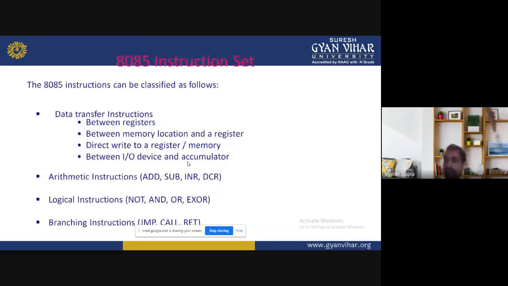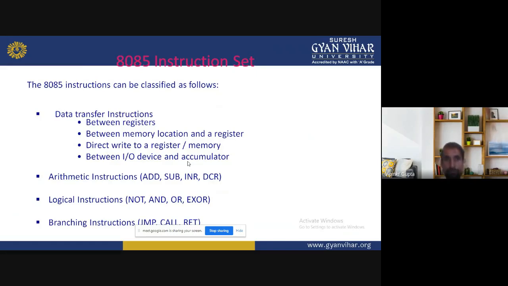In the instruction sets we can classify them in four ways: data transfer group, arithmetic group, logical group, and branching group. Which one is known as the data transfer group? Data transfer group comes into those instructions where the data will be transferred from memory to memory, memory to register, register to memory. So these come into that group.